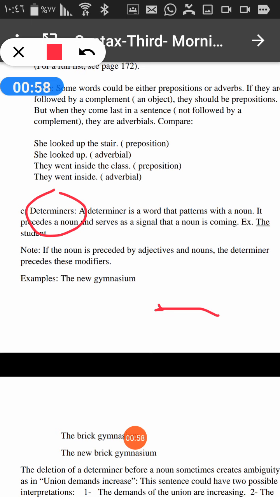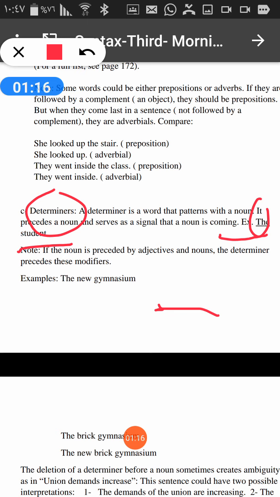For example, the student. The is a determiner which is underlined here. It is a determiner. Why? Because it precedes, comes before the noun student.